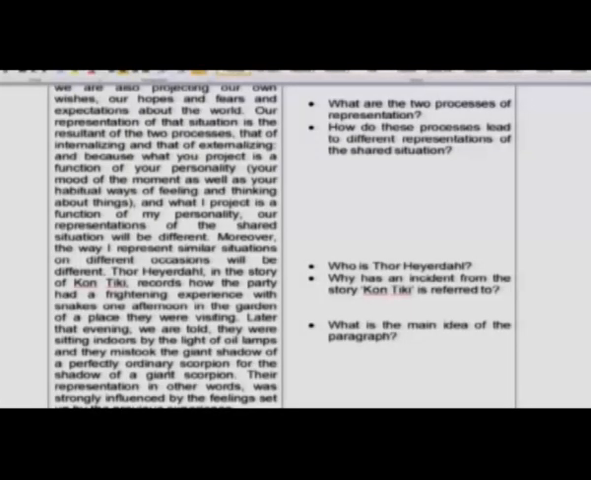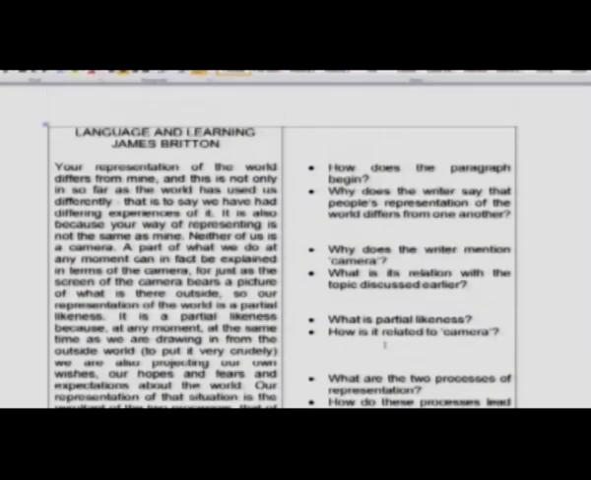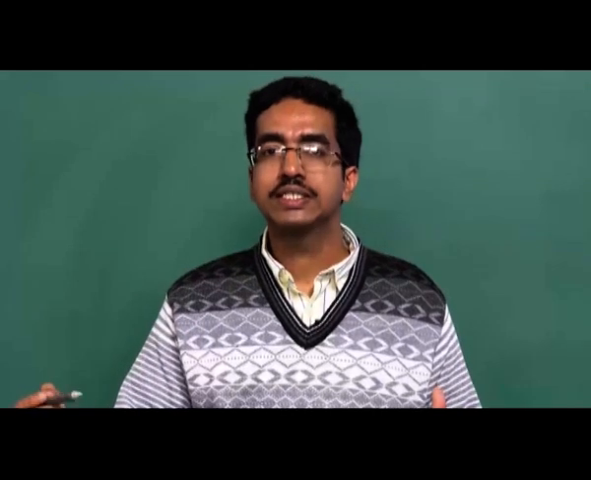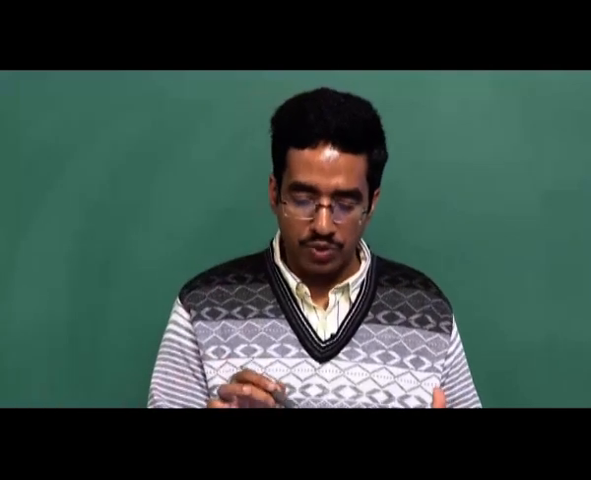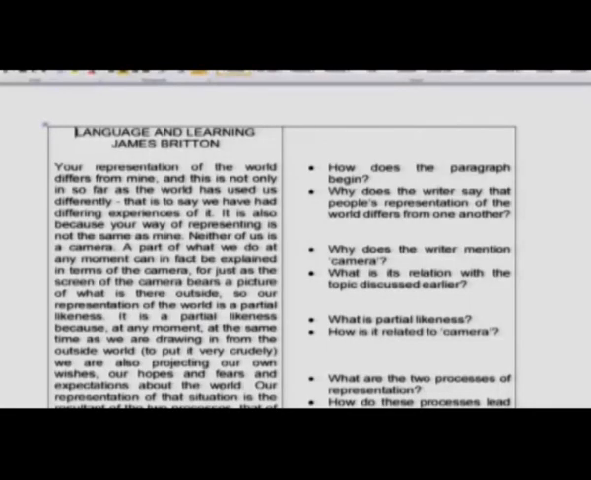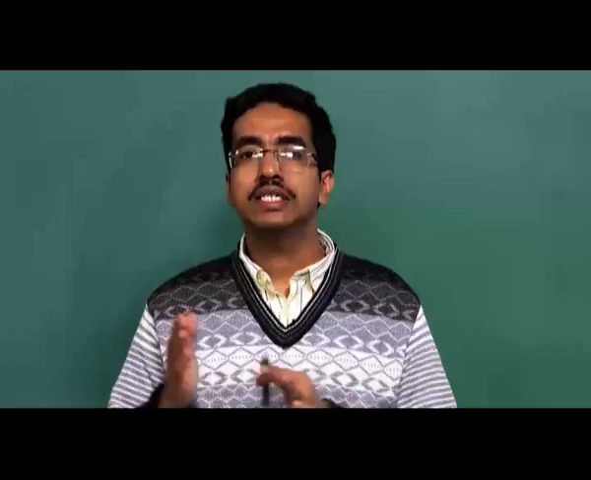So, now that we have read it, can we go back to this question and ask ourselves what is the main idea of the paragraph? So, writer here very clearly says that our representations of the world are different. These differ from individual to individual and also from context to context. This is not going to be an exact replica of what we see outside, what we feel, because there is also projection of individual personality, and therefore, it differs.